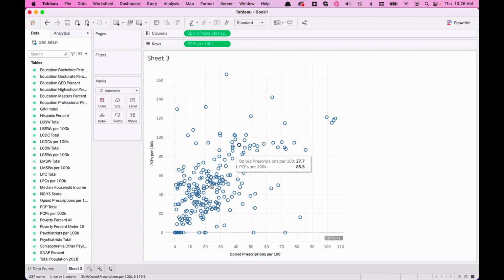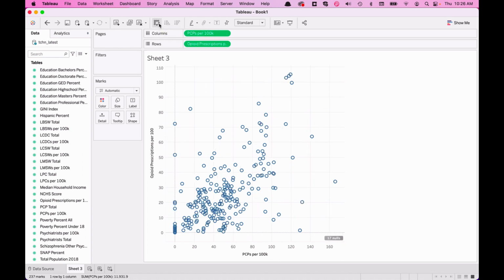causes the other variable to go on the x-axis if there is a causal relationship. So I don't think that opioid prescriptions causes there to be more primary care physicians. I think it's more likely that as there are more primary care physicians, I am going to see more opioid prescriptions. So what I'm going to do is I'm going to switch the axis here.